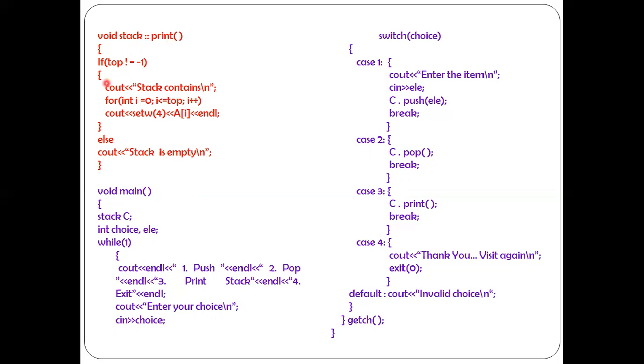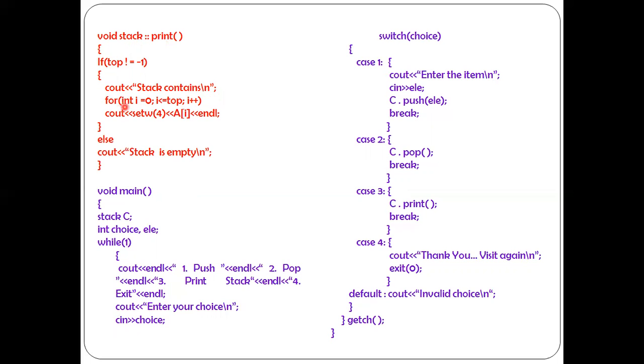Open flower bracket. If top is not equal to -1, what is the value of top? 1. 1 is not equal to -1. Yes, it is true. True means I need to execute these 3 statements. Cout stream insertion, within the double quotation "Stack contains" will print as it is on the output device. The cursor comes to the next line because of \n.